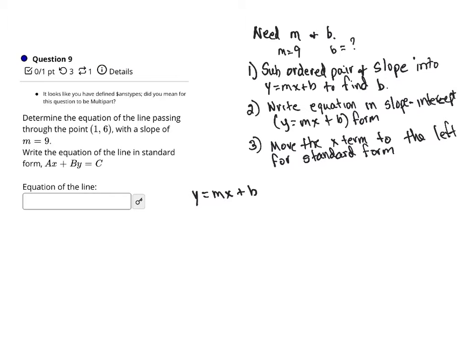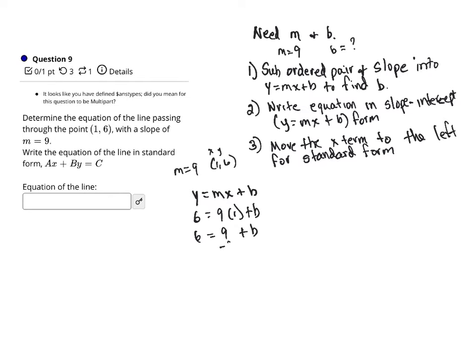So first, we're going to sub the ordered pair and the slope into our y equals mx plus b to find the b. So our slope is 9, and our ordered pair is (1, 6). Remember, x first, then y. So we're going to have 6 equals 9 times our x of 1 plus b. So 6 equals 9 plus b.